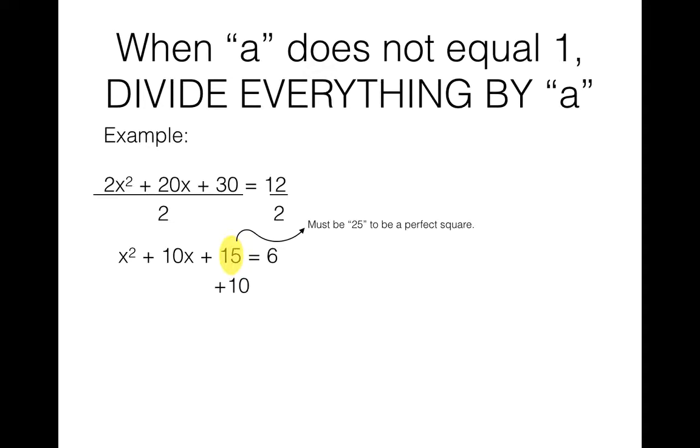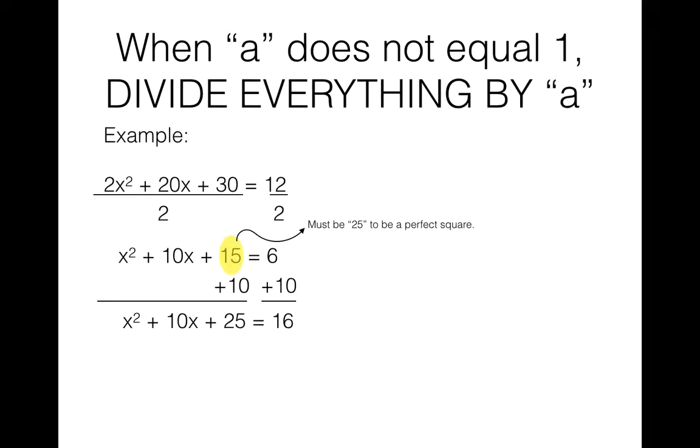In order to do that, we have to add 10. But if we add 10 to one side, we have to add 10 to the other side as well. So we go ahead and do that. So if x squared plus 10x plus 15 is equal to 6, then if we increase x squared plus 10x plus 15 by 10, it must be equal to 16 now. So x squared plus 10x plus 25 equals 16.